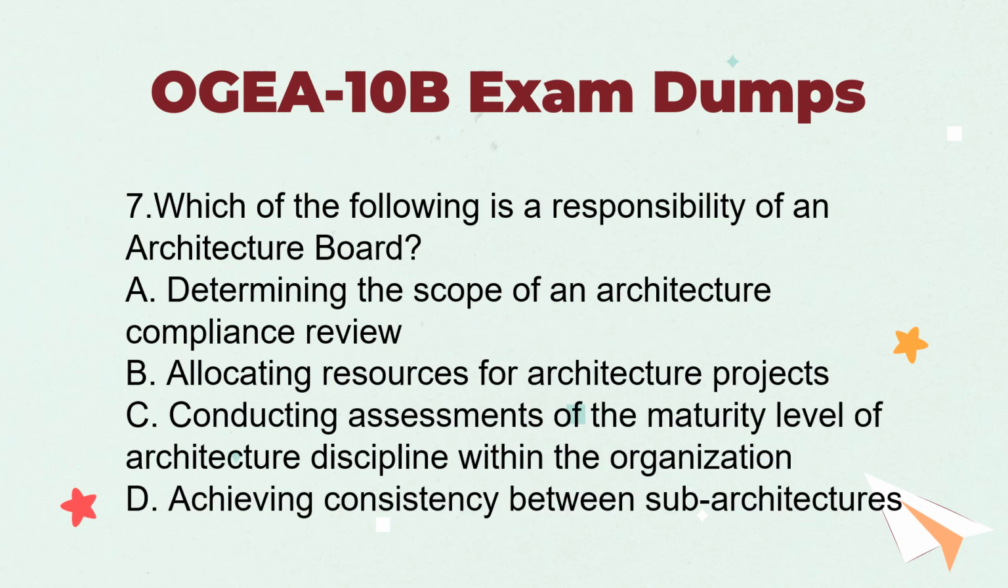7. Which of the following is a responsibility of an architecture board? A. Determining the scope of an architecture compliance review, B. Allocating resources for architecture projects, C. Conducting assessments of the maturity level of architecture discipline within the organization, D. Achieving consistency between sub-architectures.